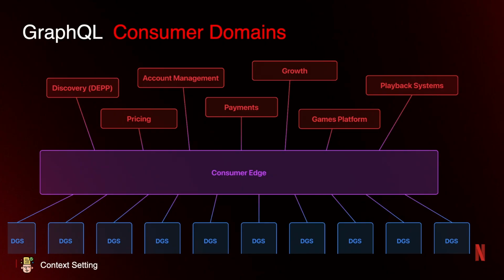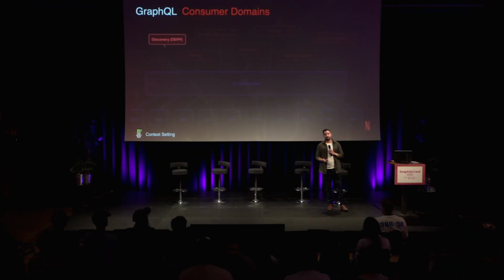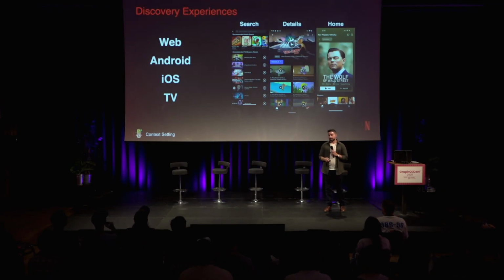So there are DGSs for games. There are DGSs for commerce, like in pricing, account management. There are DGSs for playback. This particular talk is going to focus on the discovery experience. And the system that I'm going to talk about today is called DEP, which stands for the Discovery Experience Paved Path. So what is discovery?